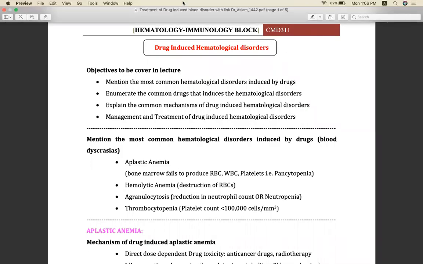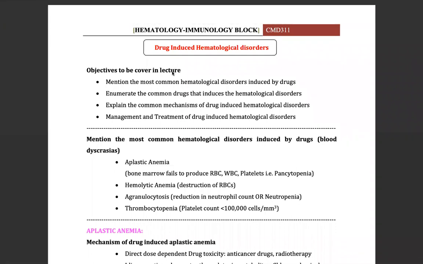Drug-induced hematological disorders. Objectives to be covered in the lecture. The first one is to mention the most common hematological disorders induced by the drugs.